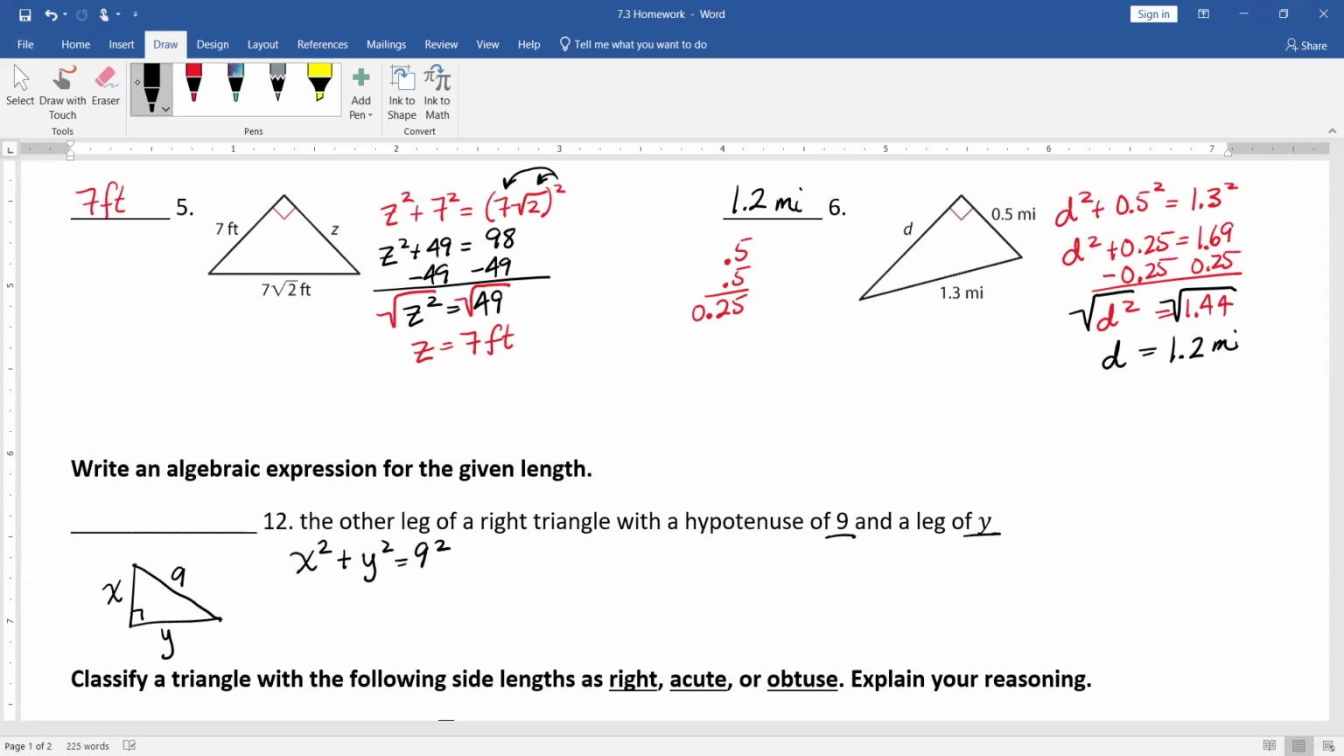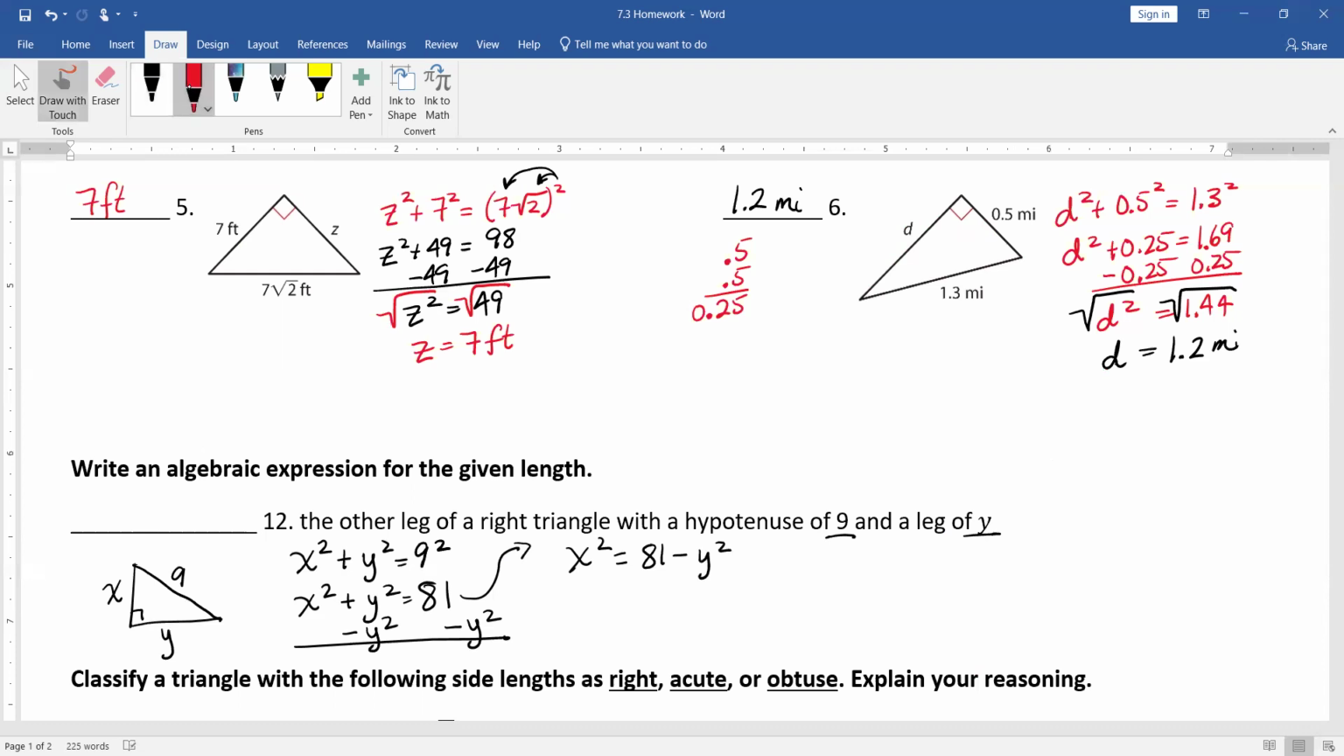I'm going to go ahead and simplify it. I certainly need a little more room. It's 81. And let me go ahead and move back over this way. I do need to subtract that y squared from both sides. So my answer is going to be x squared equals 81 minus y squared.